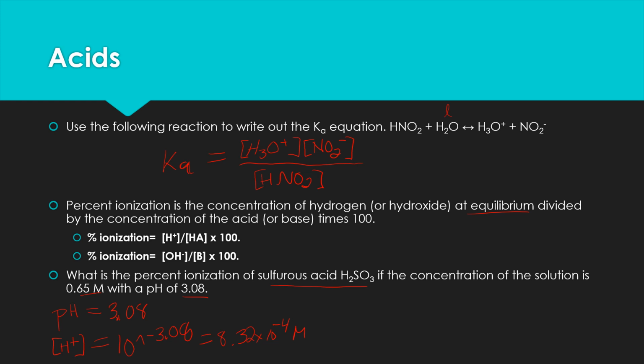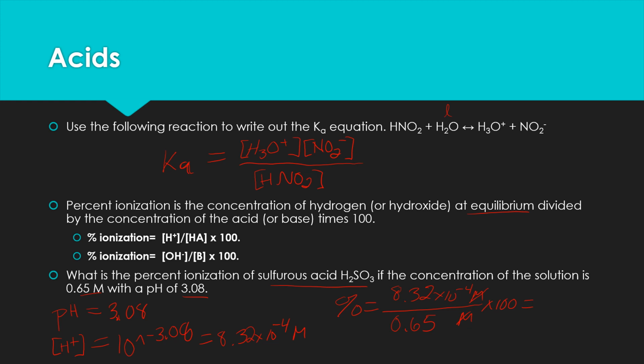Well, if we want to find our percent ionization, that's the part that ionized. So that's our concentration of hydrogen, 8.32 times 10 to the negative 4, out of the concentration of the whole solution, which was 0.65. These are both molarities, so our molarities would cancel, and then we want to make it a percentage, so we're going to multiply by 100. So the part that ionized is our concentration of hydrogen, the whole thing is the concentration of the whole solution, times 100. So 8.32 times 10 to the negative 4 divided by 0.65, and I'm going to multiply that by 100.